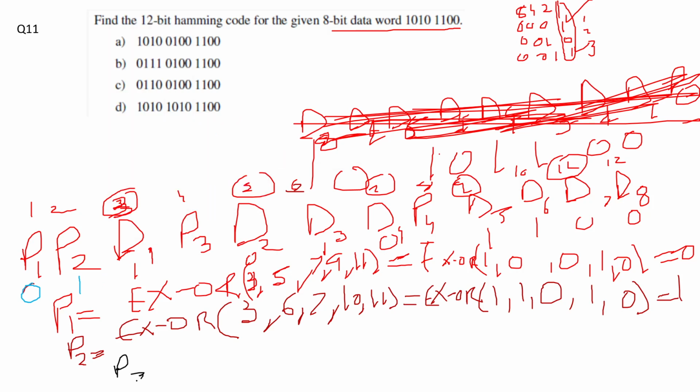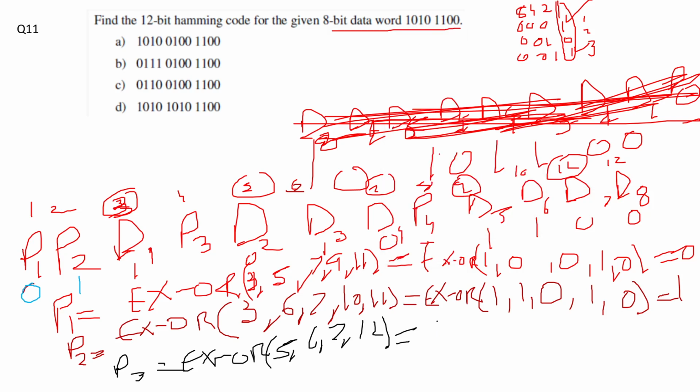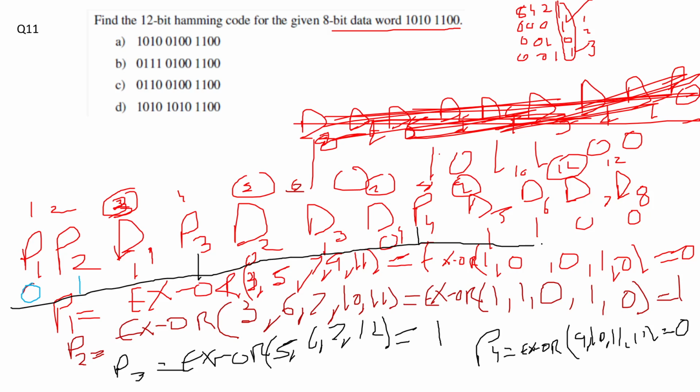Then we have P3, that will be the XOR of, now I'm just skipping the steps because now you got an idea what to do, 5 6 7 12. If you carefully get the bits at this position, my answer is coming out to be 1. So my P3 will be 1, and finally my P4 is the XOR of 9 10 11 12, that is 1 1 0 0, that is 0. So my P4 will be 1. So my final number will be 0 1 1 0 0 1 1 0 1 1 1 0 0.